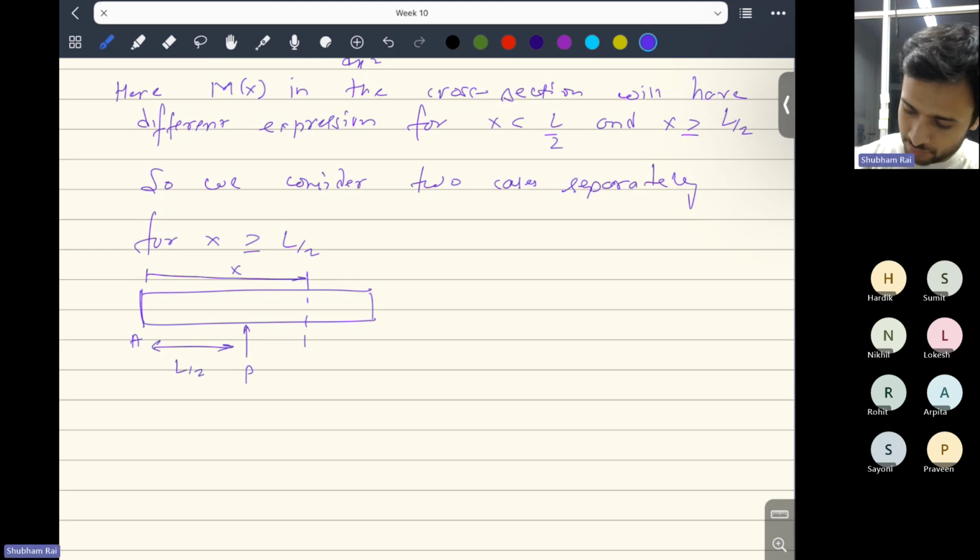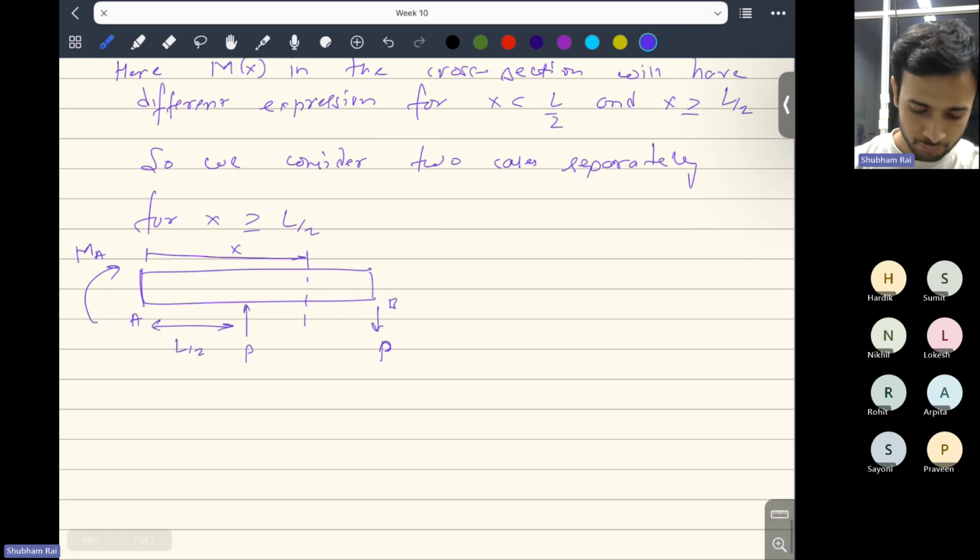So this is point A, and here RB is acting. So instead of RB, I'm writing that at this point, P is acting in downward direction that we have already found out. And this is point B. Okay. And here also MV is acting.